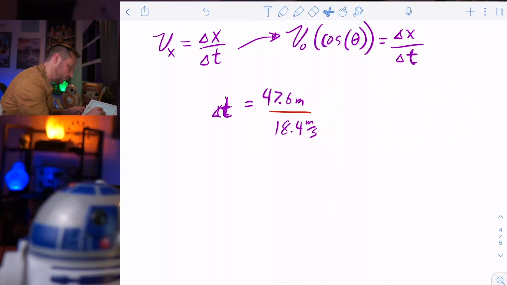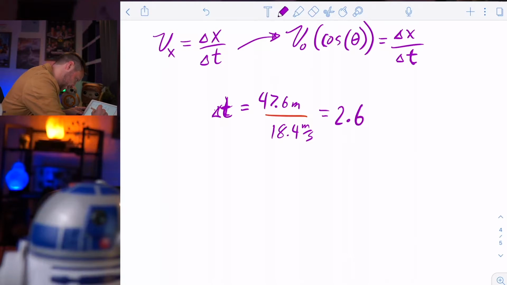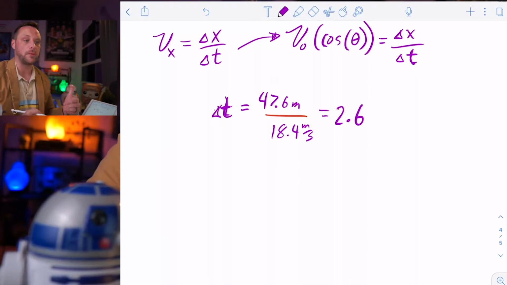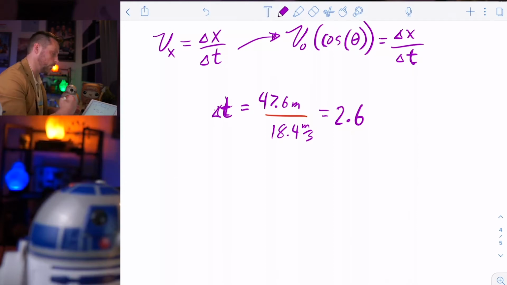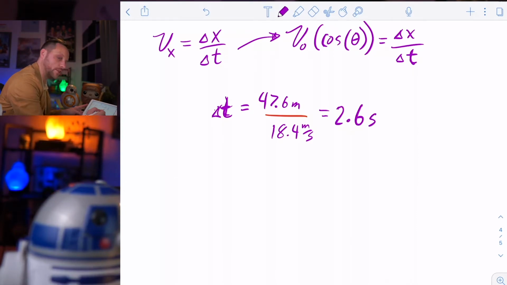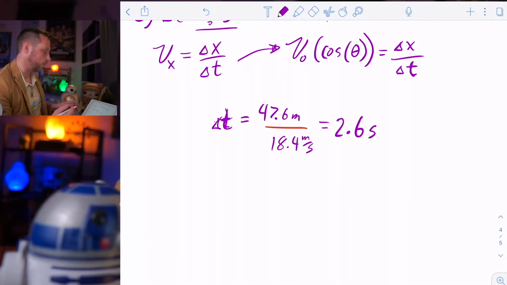What do we got? This is what we got. It's going to be 2.6 meters, and meters are going to cancel. Then you're dividing by seconds, so those divide by really means multiply. So we're going to have 2.6 seconds. So that's our time, right? That's our answer.